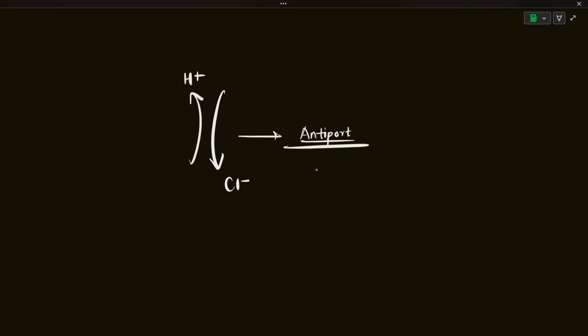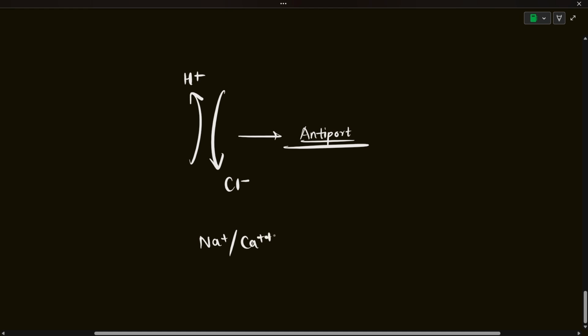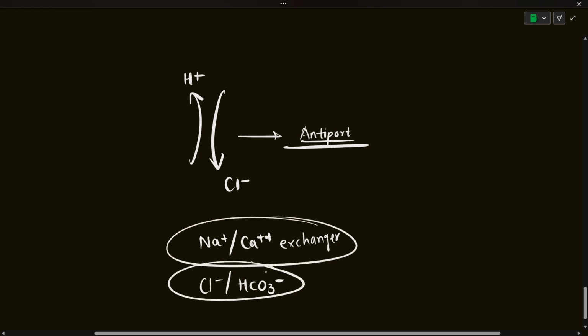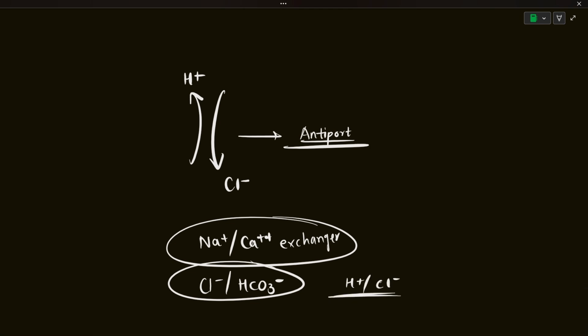Okay, so there are multiple examples of antiporters, such as the proton lactate exchanger. There's the sodium ion and calcium ion exchanger. Then there's one more, the chloride bicarbonate exchanger, and the proton chloride exchanger. So they are the antiporters, meaning they are going to drive the movement of two molecules in opposite directions.